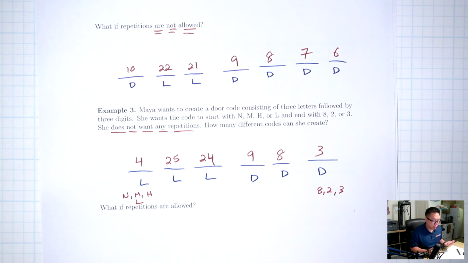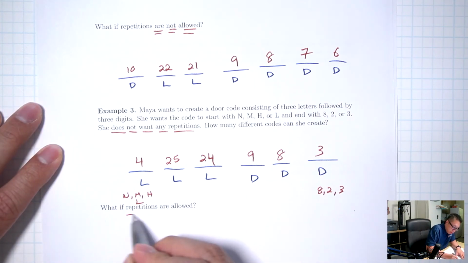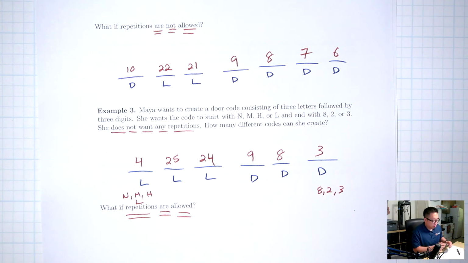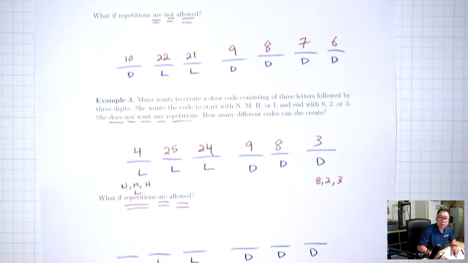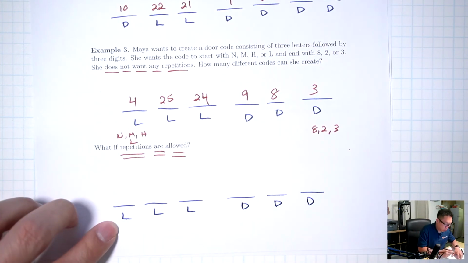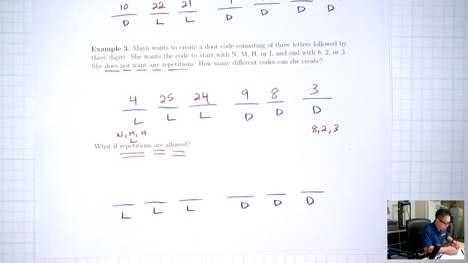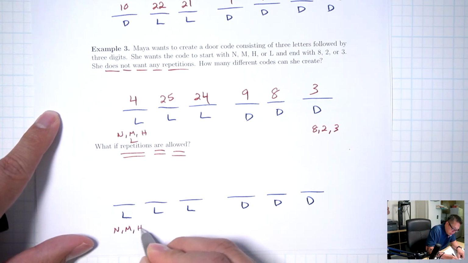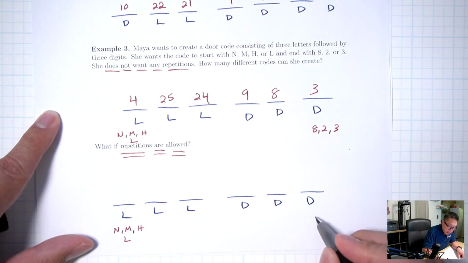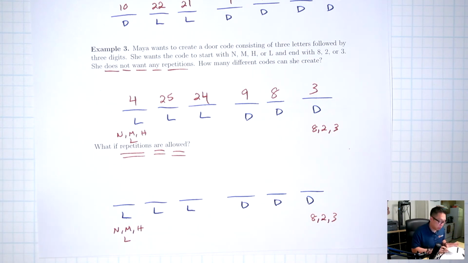Next part, what if repetitions are allowed? So let me recopy the blanks. So 3 L's and 3 D's. First L needs to be N, M, H, or L. And last one needs to be 8, 2, or 3. Okay, just like before, I'm going to fill in the most restricted blanks first. So the first blank and the last blank.